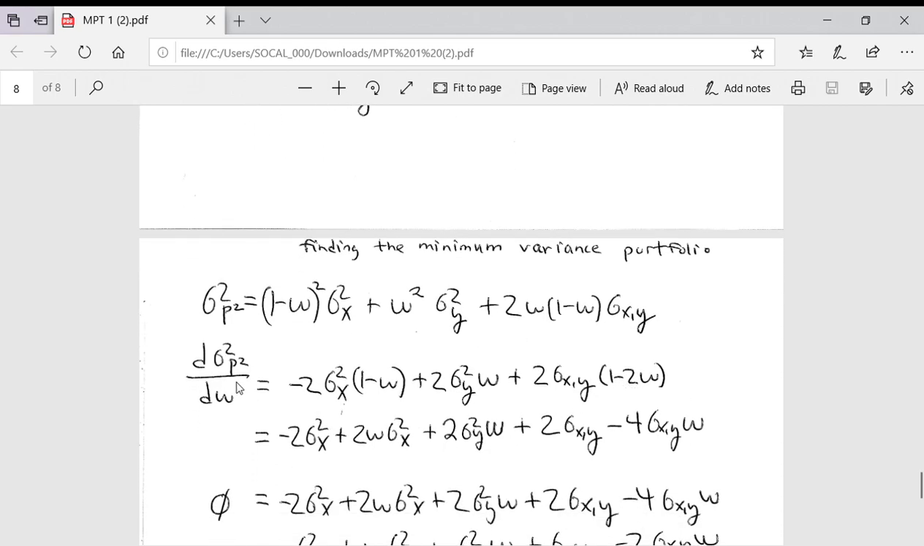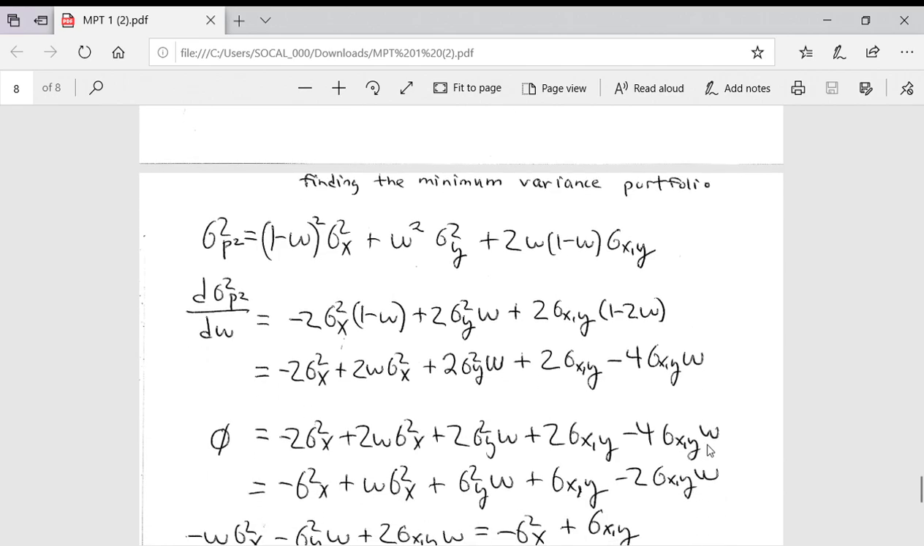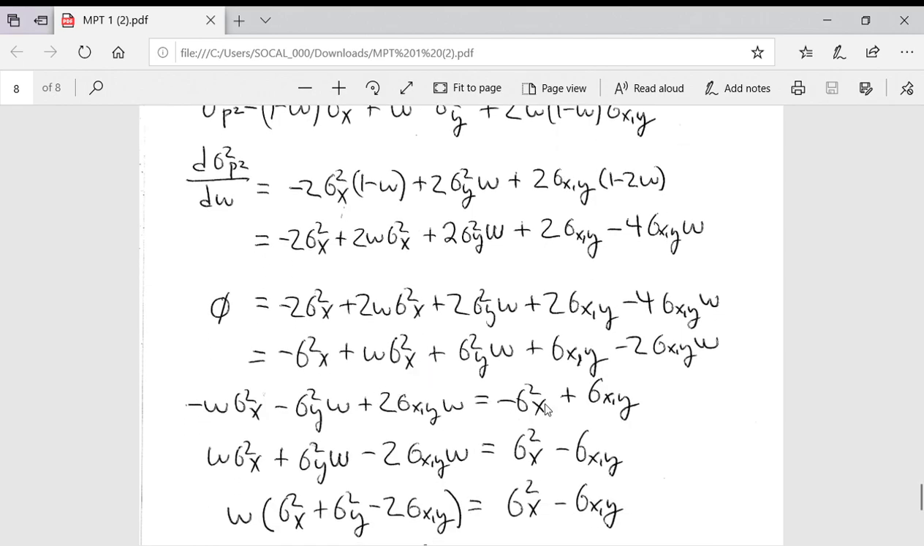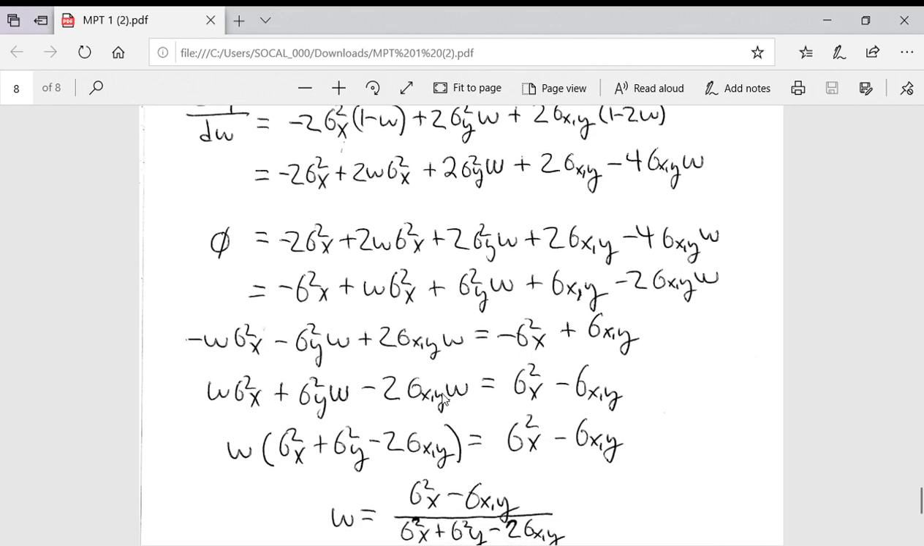And then we take the derivative of the portfolio return variance with respect to w. And you can see that. And we just tidy it up here in this step. And then we want, and this is the variance, so we want it to be 0. So we say 0 equals this. And then it's just a matter of algebraically solving. You can follow the steps down here.